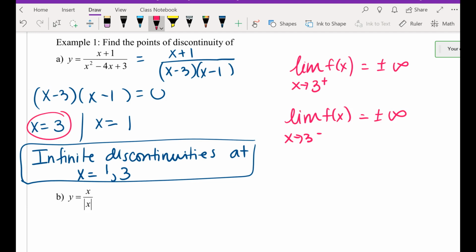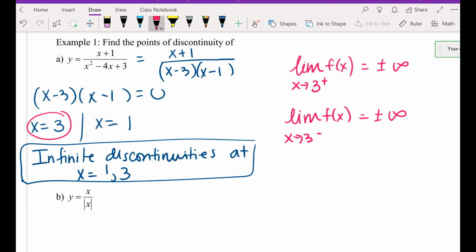Yeah, plug in something a little bit bigger than 3, like 3.1, right? If I plug in 3.1 on the top, is it more than 1 or less than 1? More than 1. On the bottom, if I plug in 3.1, would you agree that this is a small positive number times about 2? So what's happening when you have something like 0.000001 times 2? Still very small, right? Something bigger than 1 divided by something still very small. What's happening? It's getting towards infinity. So for this one, it's getting towards infinity.